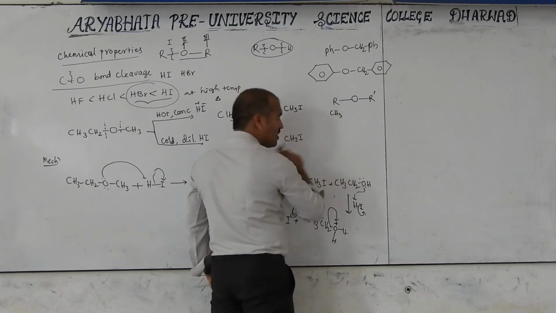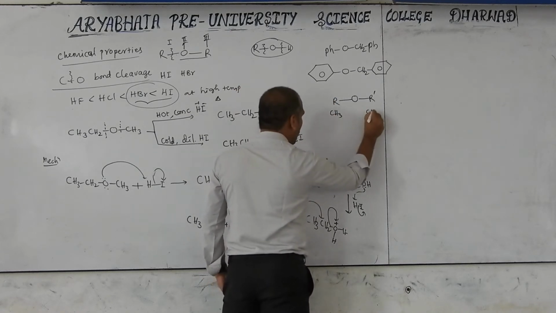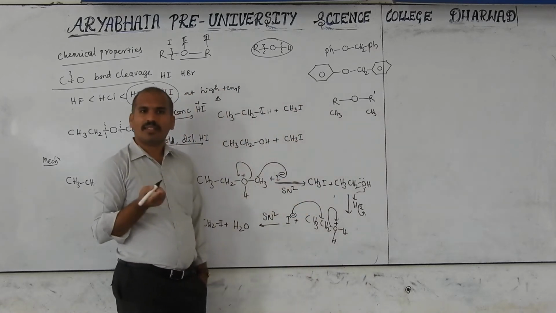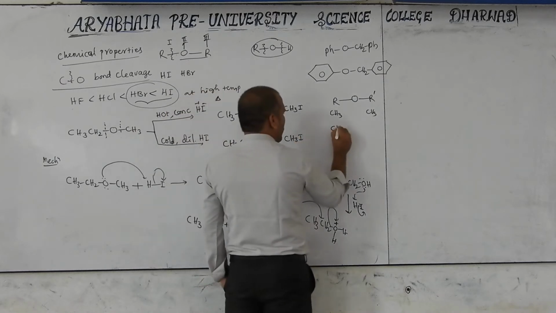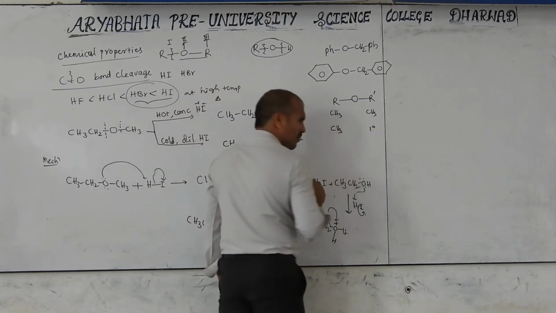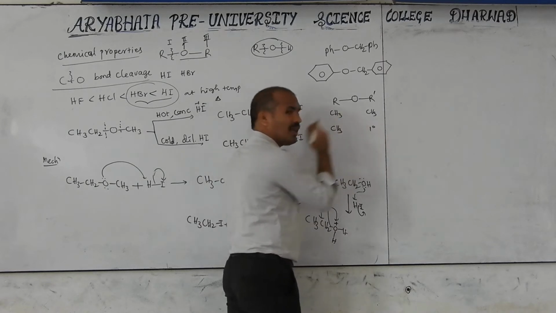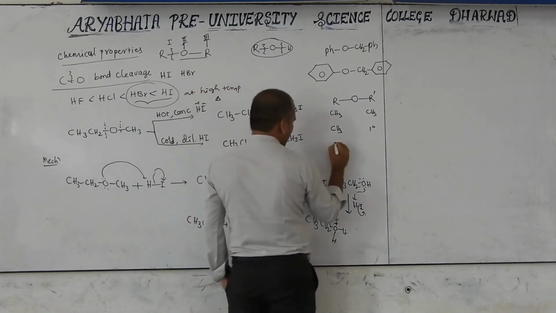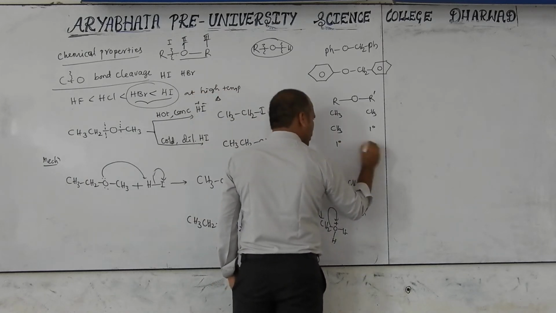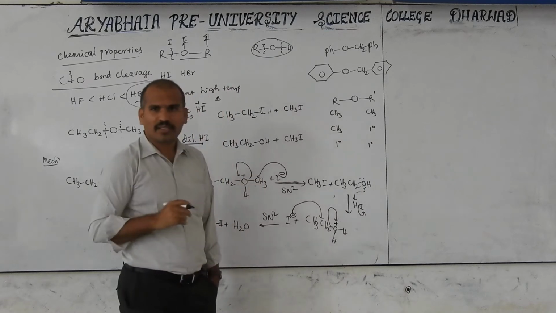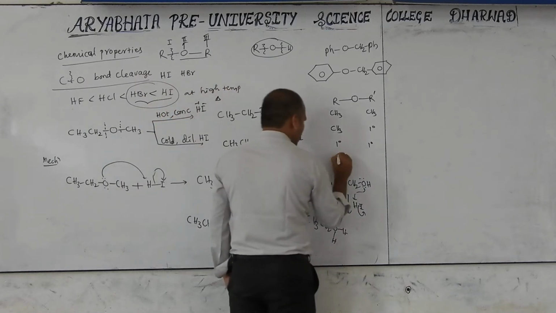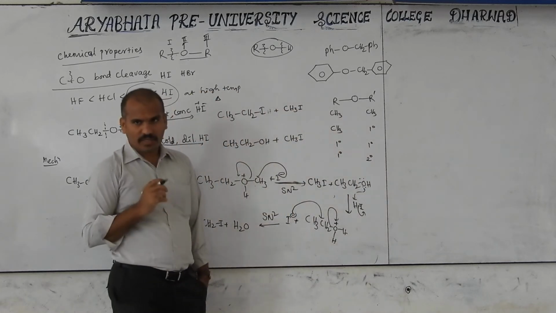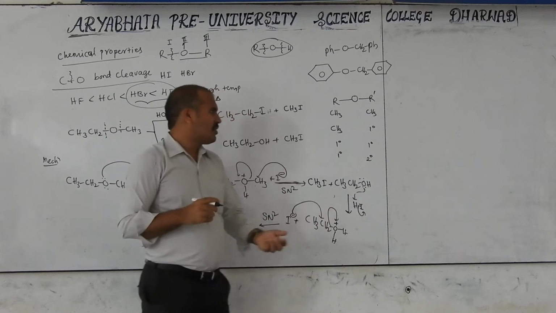What type of group is there? R and methyl. Methyl and methyl. Then which type of reaction does it undergo? SN2. It may be methyl, then it may be primary. It may be methyl. Then which type of reaction can it undergo? SN2. Next, it may be primary, primary. Then again which type of reaction does it undergo? SN2. It may be primary, it may be secondary. Again which one does it undergo? SN2.